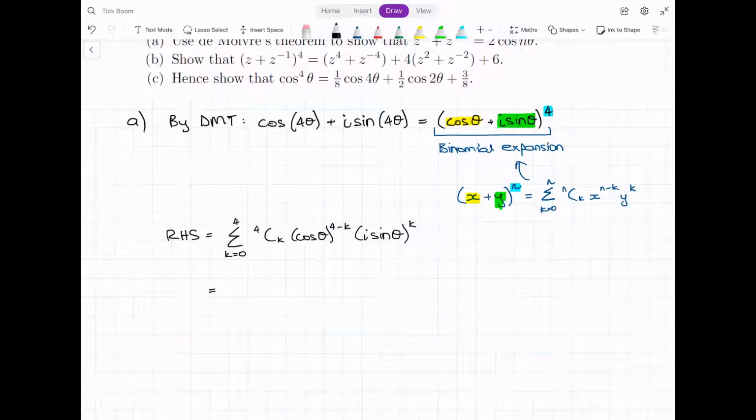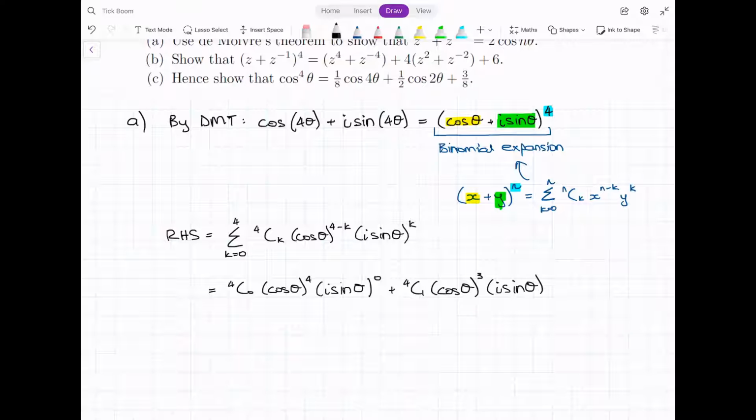So we can say if we're starting at k is equal to 0, we'll get 4c0 cos theta to the power of 4 minus 0, which is 4, and then i sine theta to the power of 0. And then with k equal to 1, we'll have 4c1 cosine theta to the power of 4 minus 1, which is 3, times i sine theta to the power of 1.